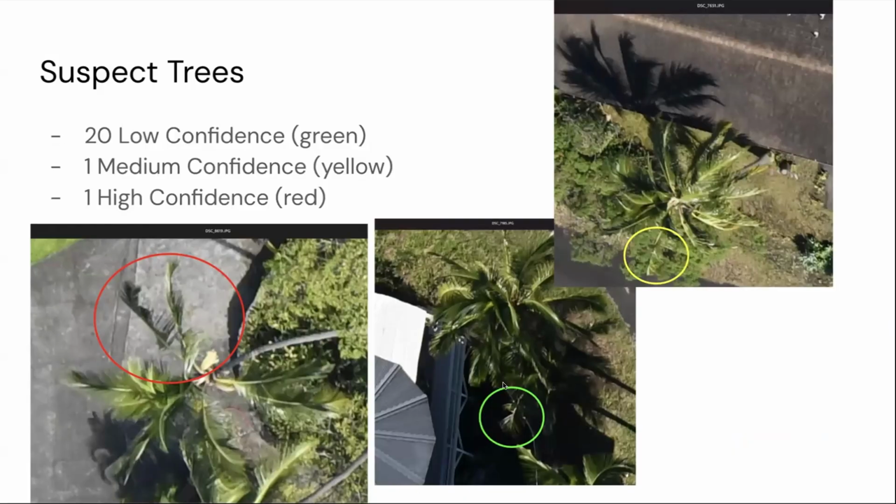where it could be CRB. It's not damaged, but we're not super sure. It could also be other damage, like wind damage, or it could just be really close to a house, so it's rubbing. The medium confidence is, yeah, it looks a little bit more suspect. And then the high confidence is like, yeah, that's CRB damage if I've ever seen it.